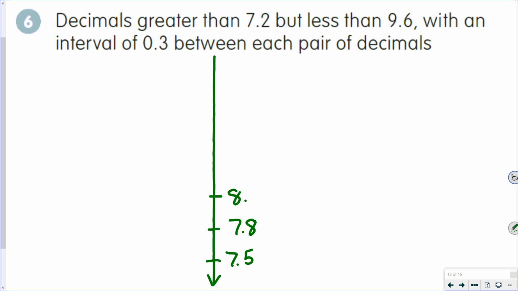Add 3/10 to that to get 8 and 1/10. Add 3/10 to that to get 8 and 4/10. Add 3/10 to that to get 8 and 7/10. Add 3/10 to that to get 9 or 9.0. And add 3/10 to that to get 9 and 3/10.